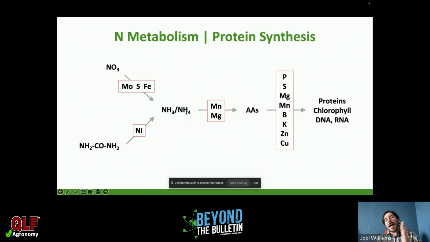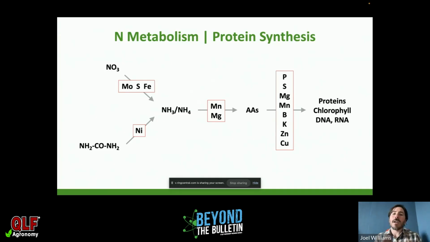Once we get ammonium, now we're going to convert that ammonium into organic forms, into amino acids. And the first amino acid in this process is called glutamine. And in order to help synthesize that glutamine, we need manganese and magnesium. So once again, if you have a deficiency or limitation of these two here, that ammonium can also get stuck and it can build up and start to accumulate, causing ammonium toxicity. And that is also one of the other common causes of scorch. Nitrogen scorch can either be an ammonium or urea toxicity.